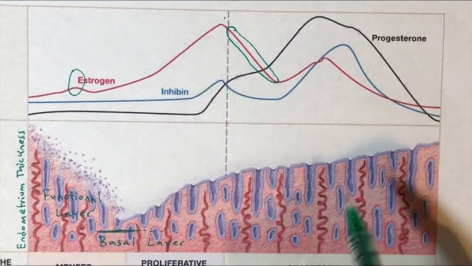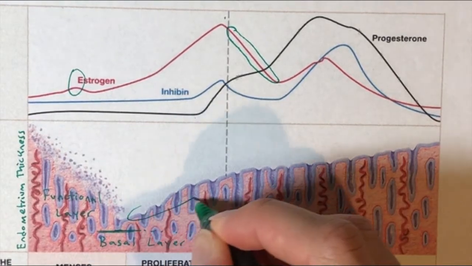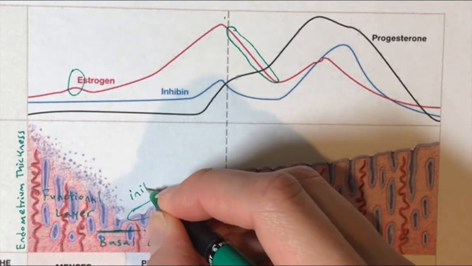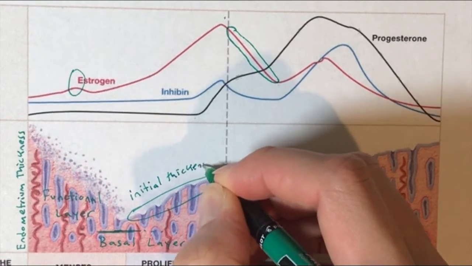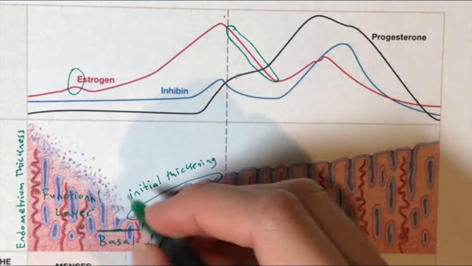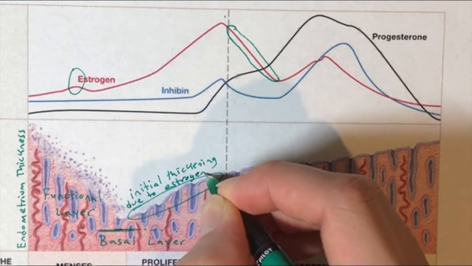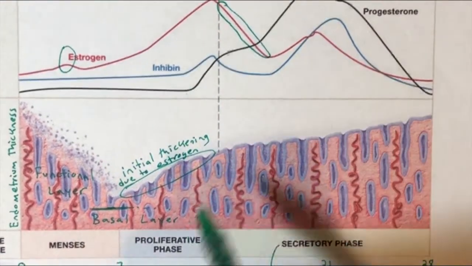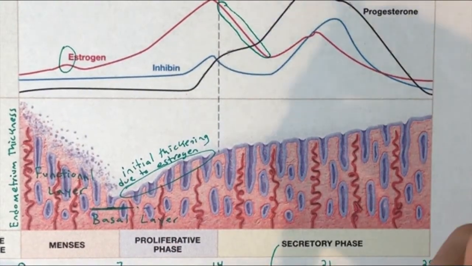So what do these hormones do to the uterine wall? This initial thickening of the uterine wall, initial thickening of the functional layer, is due to estrogen. So as estrogen levels go up, the wall of the uterus begins its proliferative phase. It starts to increase the thickness of the functional layer.